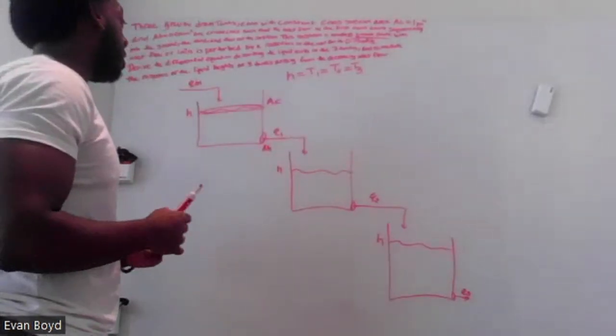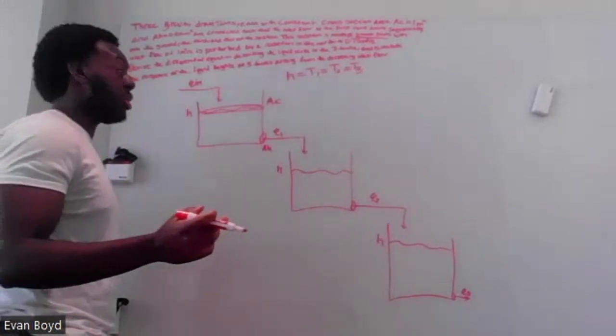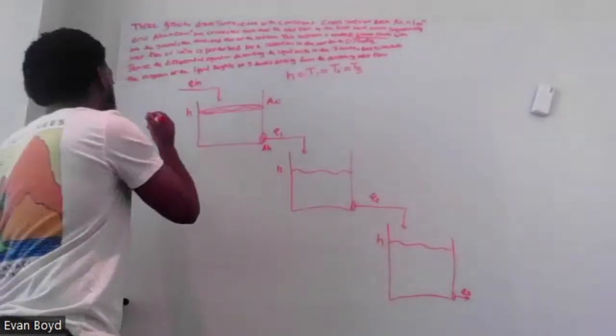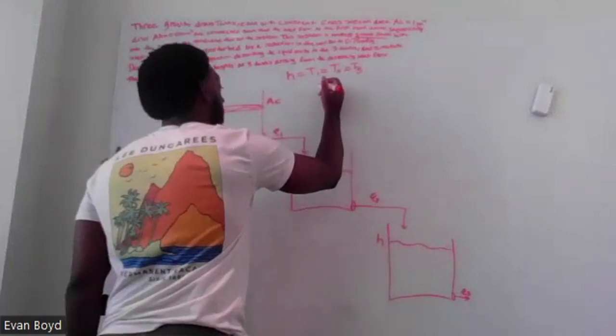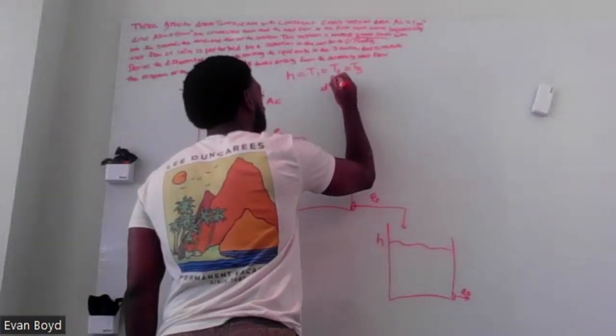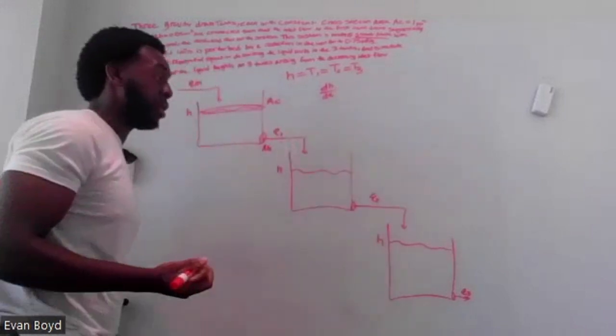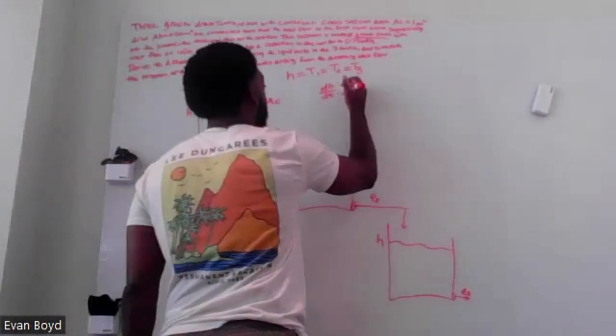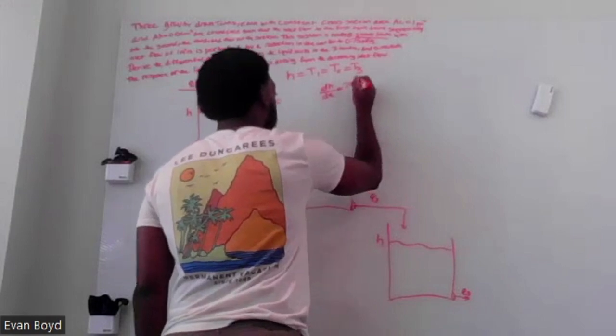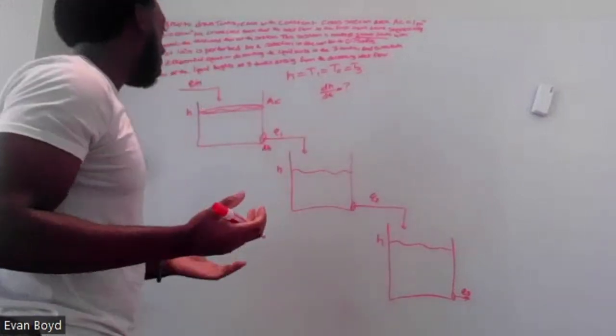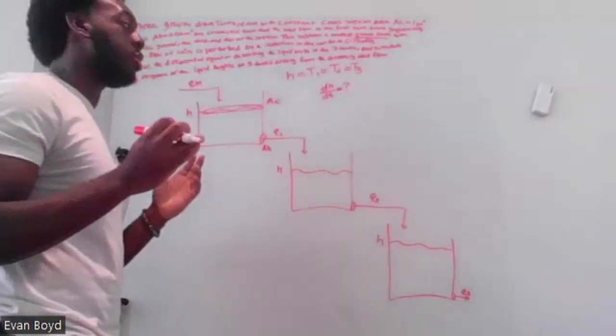And what we need to find is the change in height. So we need to essentially find the change that we see with respect to time. So that's our main thing we're trying to find. So how do we do this? Well, first let's think about this generally.